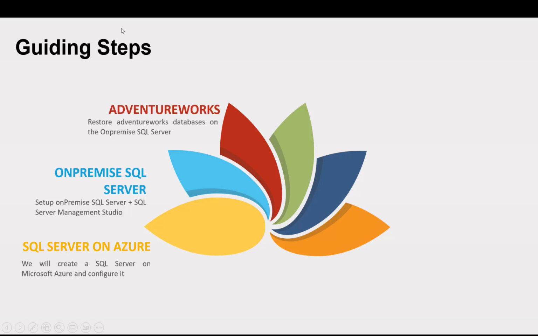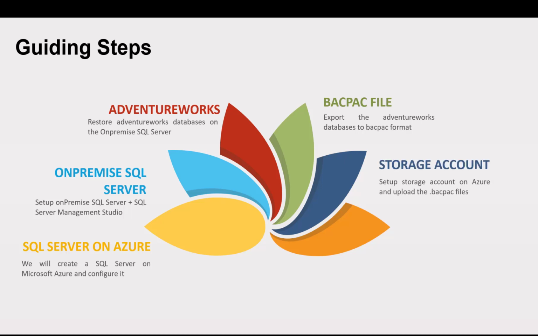And AdventureWorks, which is a backup file, you're going to download the backup file and restore it on your local machine. And after you're done restoring it, then you will export the database to a BACPAC file. That's the format that is easy to import on the cloud. So you export it to a BACPAC file, and then the storage account. We're going to create a storage account where we're going to place it in the cloud, and then pick it directly from there when importing the BACPAC file.